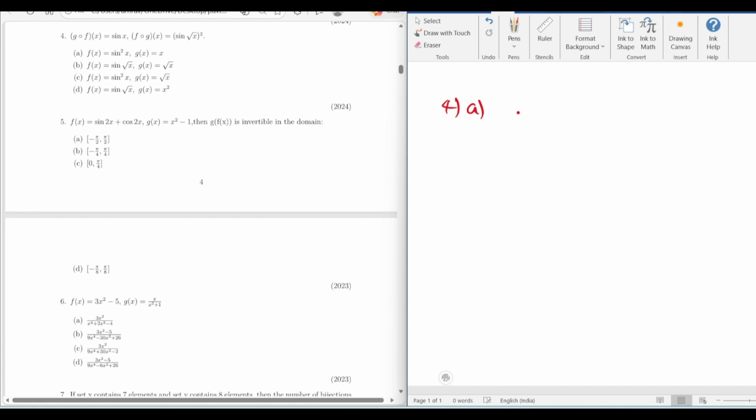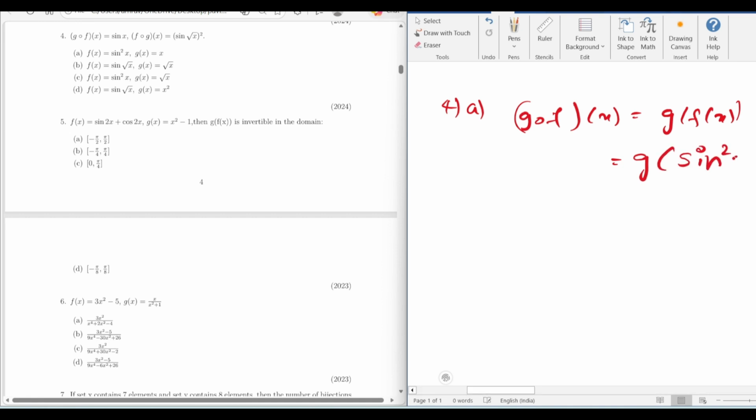Let us consider the first option. I'll do g composition f of x, which is equal to g of f of x. Now substitute the value. In the first option, f of x is sin square x, so this will act as your x value. So g of x is x, and you will be getting the answer as sin square x. So g composition f of x is sin square x. But in the given question, it is just sin x. So this will not obey, so option A is not correct.